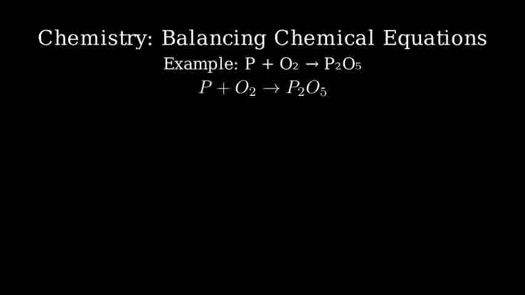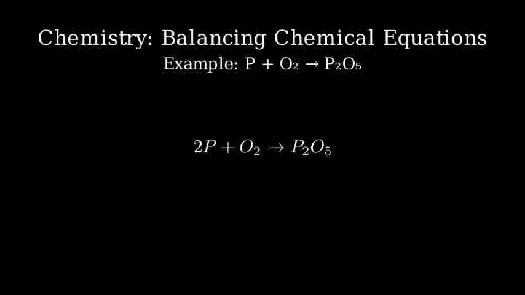Let's start with phosphorus. On the reactant side, we have one atom of phosphorus, P. On the product side, we need two atoms of phosphorus to form P2O5. To achieve this, we'll add a coefficient of 2 in front of P on the reactant side.